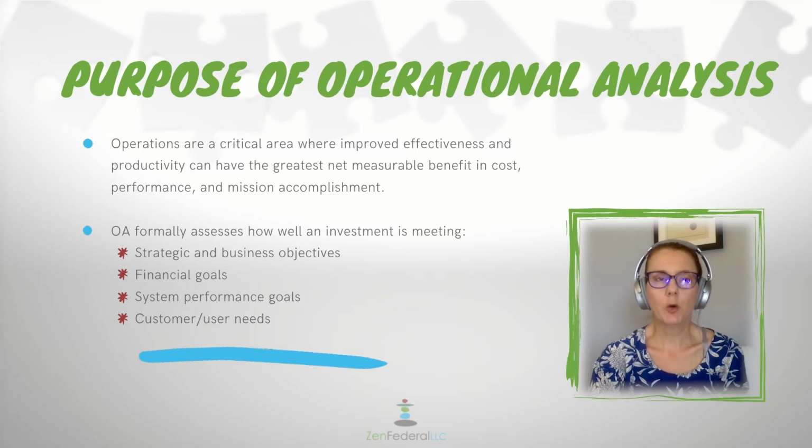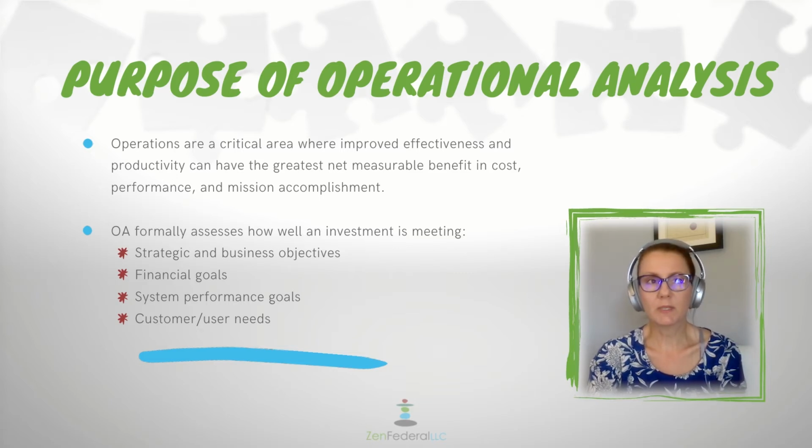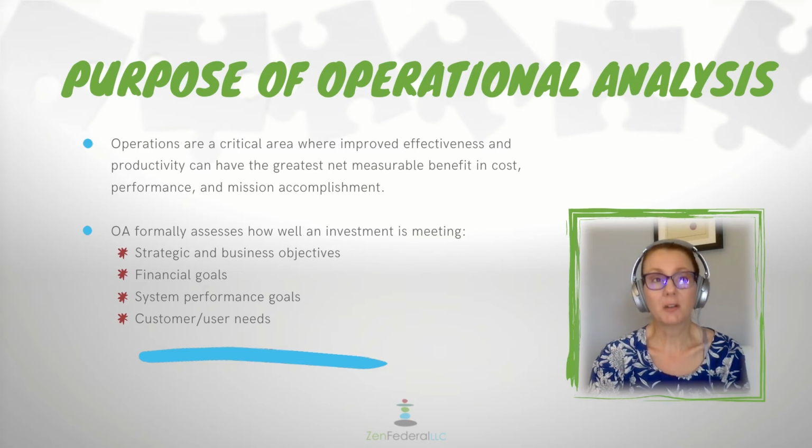There are 4 core areas that have not changed in the 20 years that I've been working on some of this. Those 4 core areas of evaluation are strategic and business objectives, which tie to a strategic plan; financial goals that tie to your budget and your performance metrics; your system performance goals of how well that system or IT investment is operating for you and your program; and how well your customers and users rate you in terms of meeting their needs.